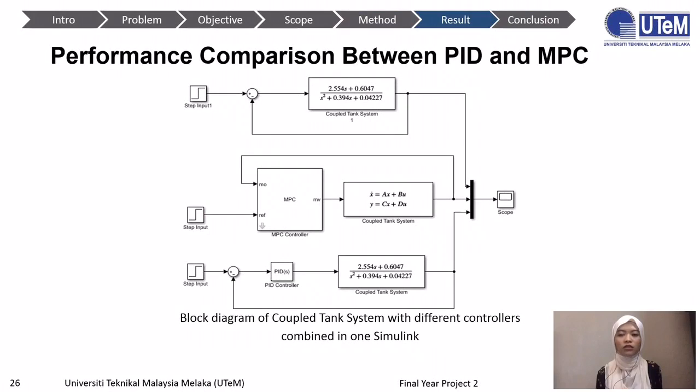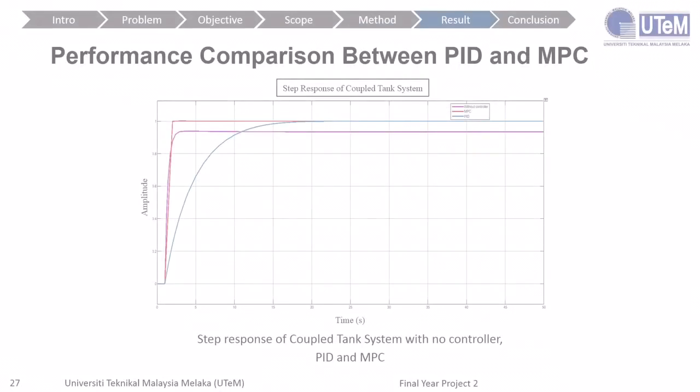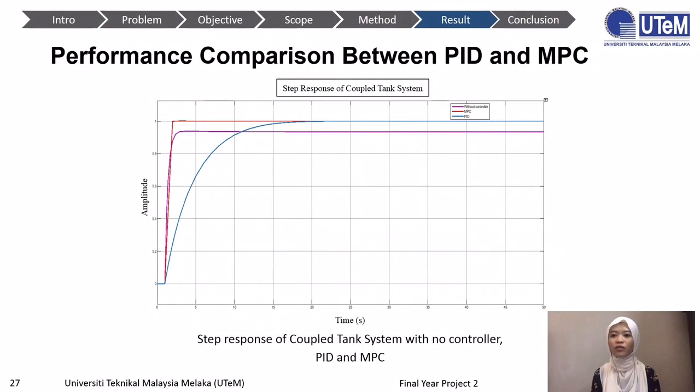Next is the performance comparison between PID and MPC controller. This is the block diagram of the coupled tank system with different controllers combined in one Simulink model. We have a coupled tank system without any controller. Next, we have a coupled tank system with MPC controller, and we have a coupled tank system with PID controller. This is the step response of the coupled tank system with no controller, PID controller and MPC controller.